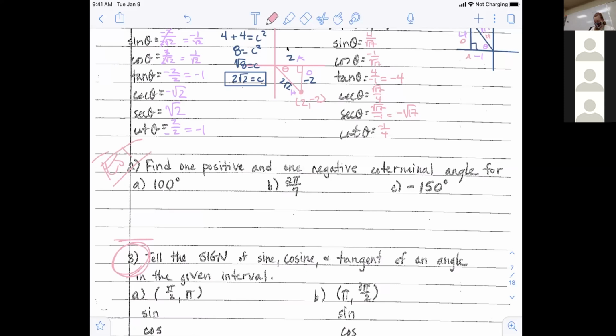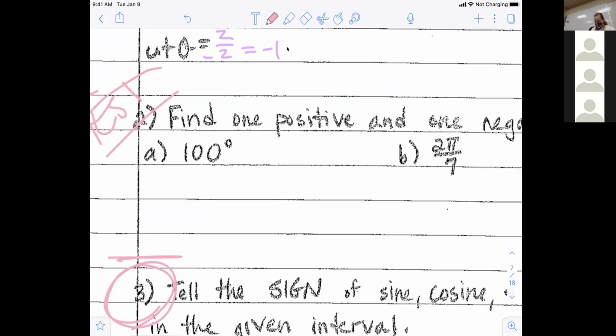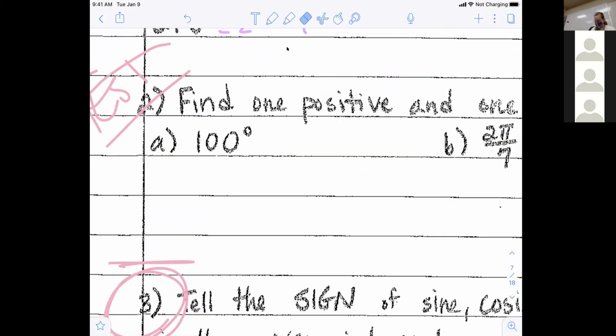So I said, find the positive and negative coterminal angle for whatever. I'm sure half of you are like, Miss White, how is this that easy? I don't even know what coterminal means. Well, I'm here to help.